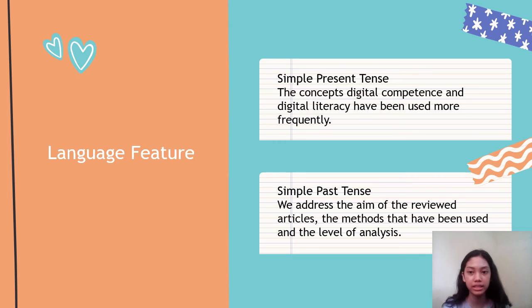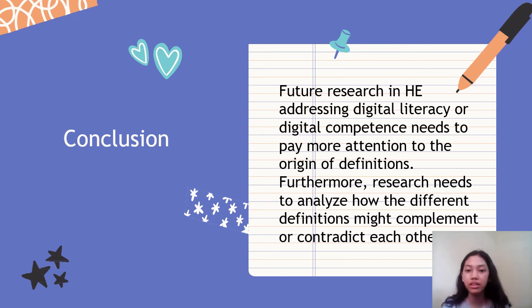The conclusion: future research in HE addressing digital literacy or digital competence needs to pay more attention to the origin of definition. Furthermore, research needs to analyze how the different definitions might complement or contradict each other.